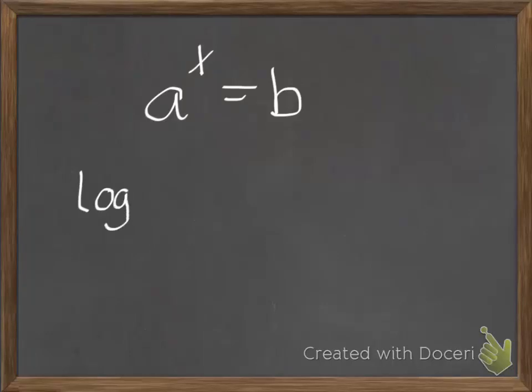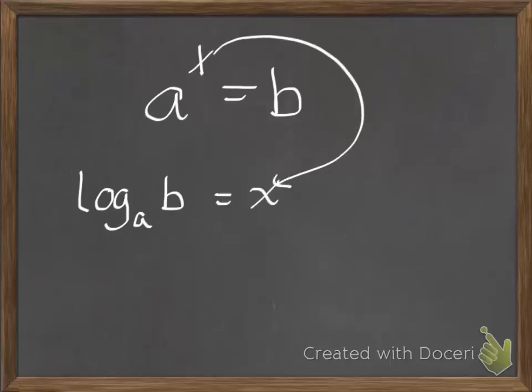So, you had a to the x equals b. That's what we worked with last two weeks. You have your base raised to the exponent equals a number. On logarithms, that base is a subscript, the answer goes next to it, and then the exponent becomes the answer. And so it just rearranges.